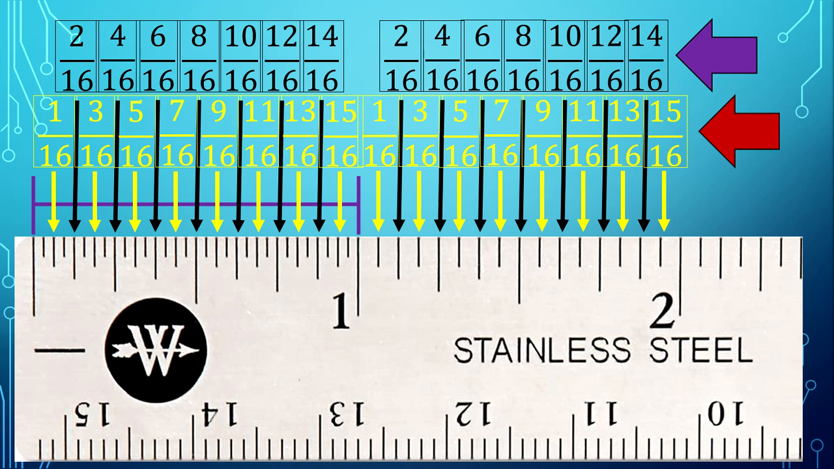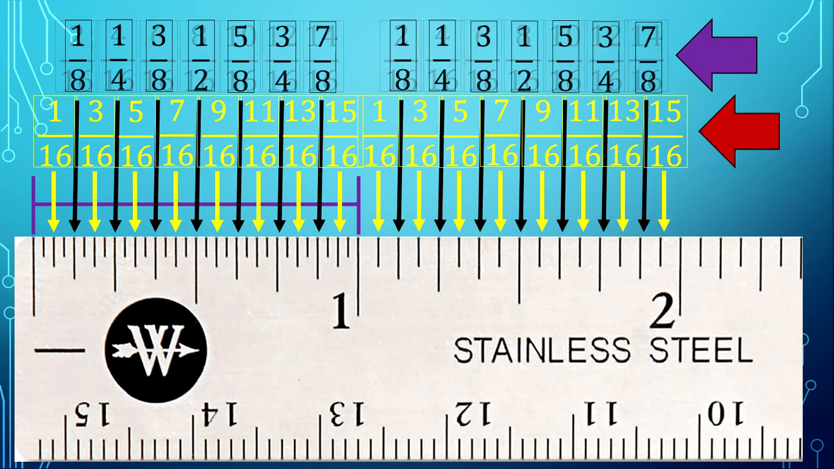But if we look at those top ones, we've got an even numerator and an even denominator, so we know that those fractions can be reduced. 2/16, 2 goes into both of those. 2 goes into 16 eight times, 2 goes into 2 one time, so that's 1/8 of an inch. So each of those fractions can be reduced to our 1/8, 1/4, 3/8, 1/2, 5/8.